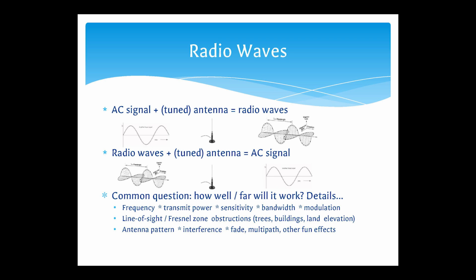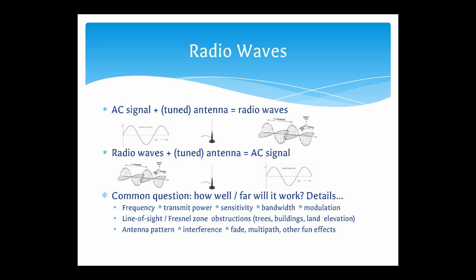There's a lot of other details in the process. For example, at what frequency the signal operates, what is the transmit power of the transmitter, the sensitivity of the receiver, what is the bandwidth of the signal, types of modulation. A lot of radios can go to faster speeds, but that requires more signal for them to operate correctly.